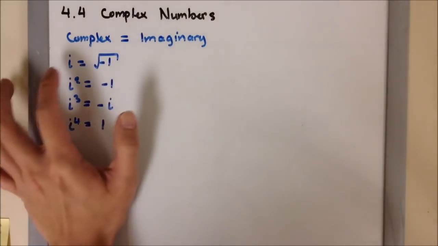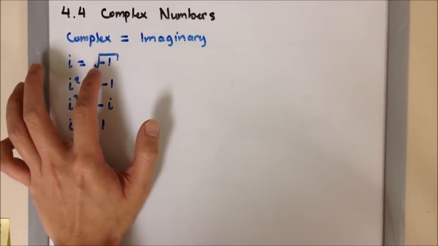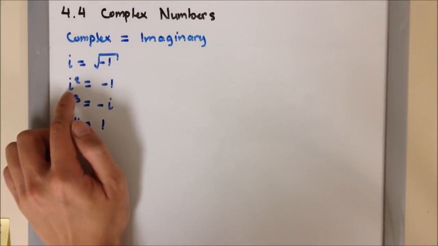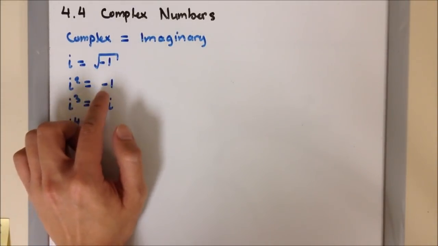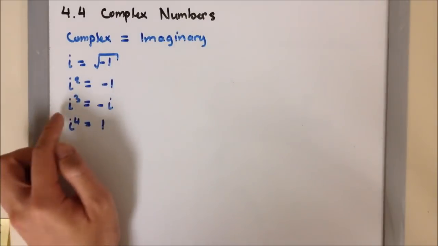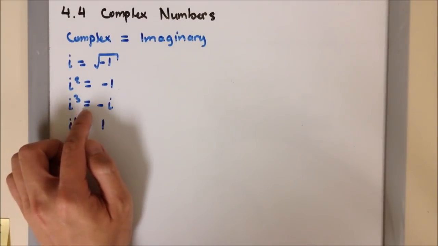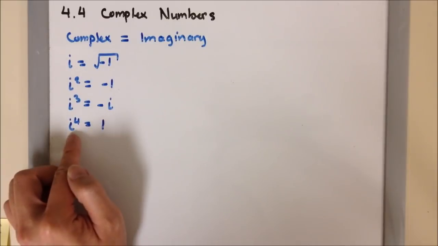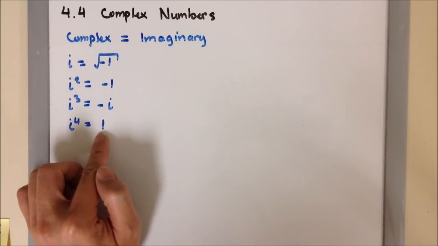Alright, so again, the first i, the value is the square root of -1. If it's i squared, then the value is -1. i to the third, the value is -i. And then i to the fourth is +1.